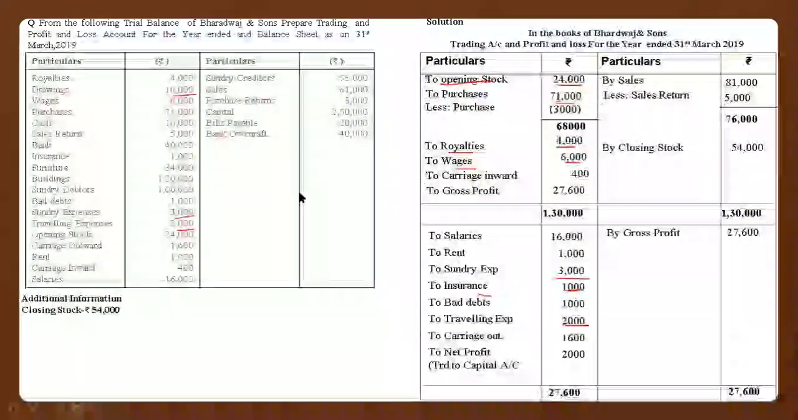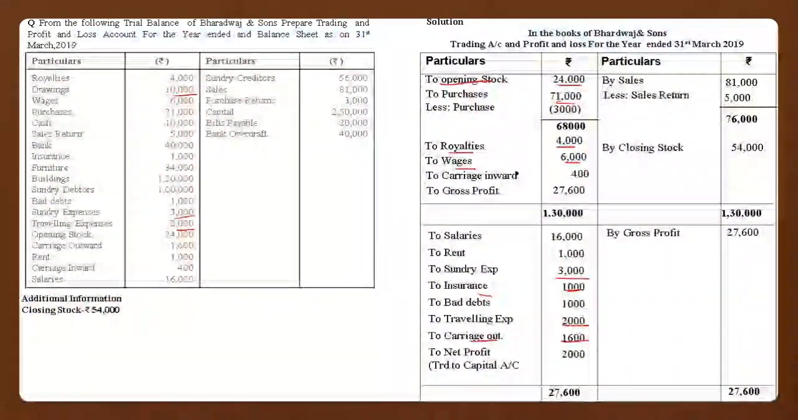Next one is given carriage outward. Student, carriage outward is a transportation cost spent by the purchaser of the goods. So carriage outward you are going to write in the P&L account. आपको कहाँ लिखना पड़ेगा? P&L में, and the amount is given 1,600 rupees.